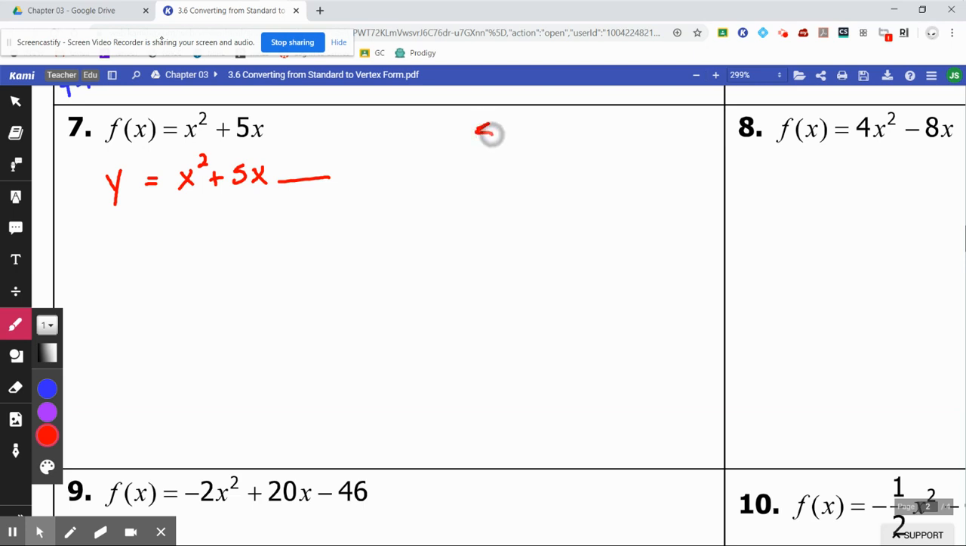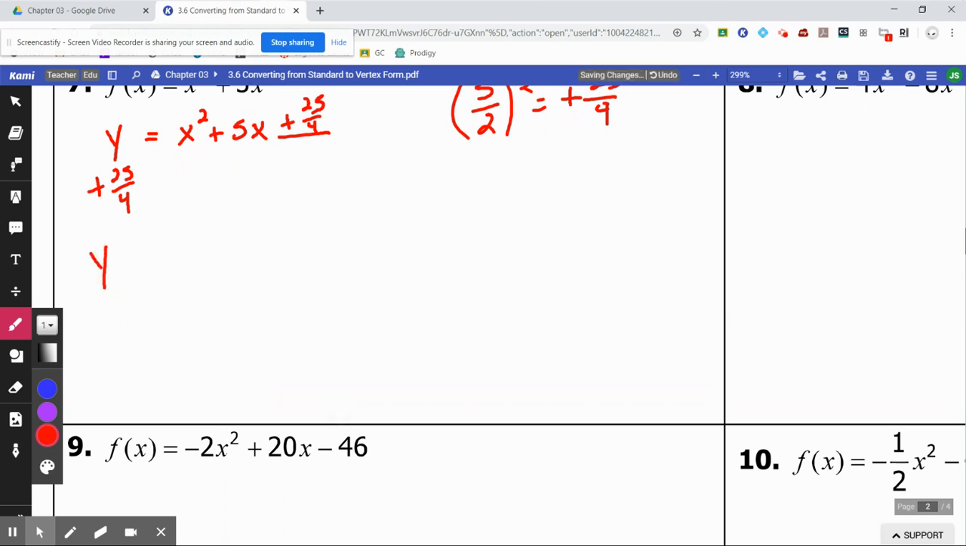To complete it, I'm going to take my 5. I'm going to take half of it. Since it's odd, I'm going to leave it as 5 halves, and I'm going to square it. So a positive 25/4 is what I'm going to add. If you're going to add 25/4 to one side, make sure you add it to both sides. Those won't combine, so I'm going to leave that as y plus 25/4 equals, let's factor the right side.